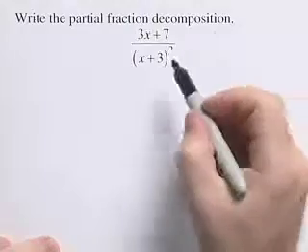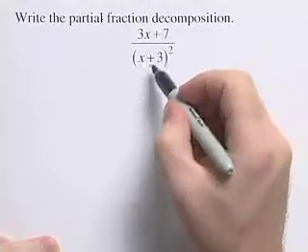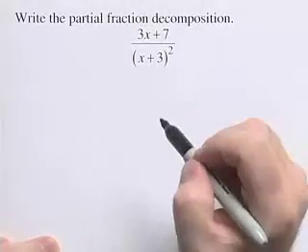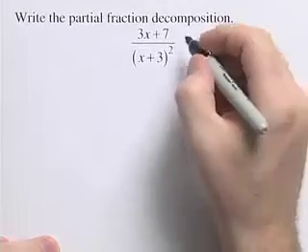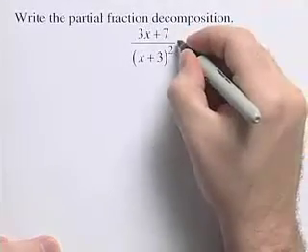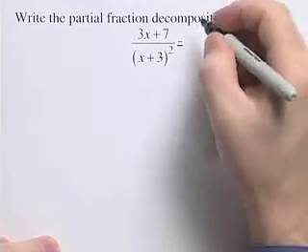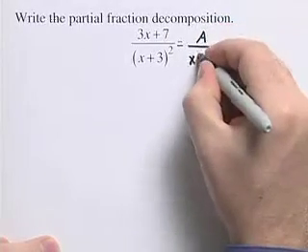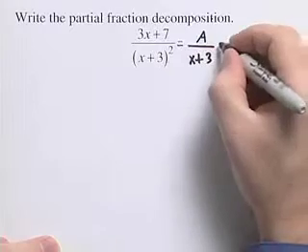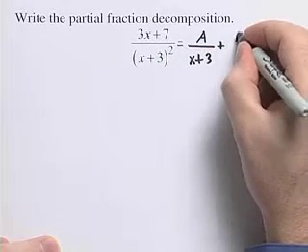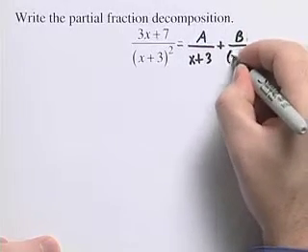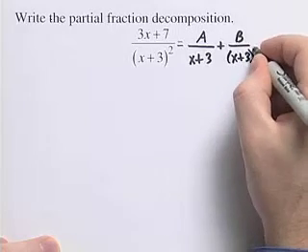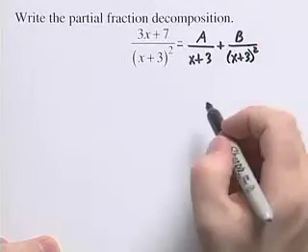For this problem, we need to write out the partial fraction decomposition. When we look at our expression, we see that we have a repeated linear factor in the denominator. That means that our partial fraction decomposition will take on this form. We'll get A divided by x plus 3, our linear factor, plus B divided by x plus 3 quantity squared. We take on that form.